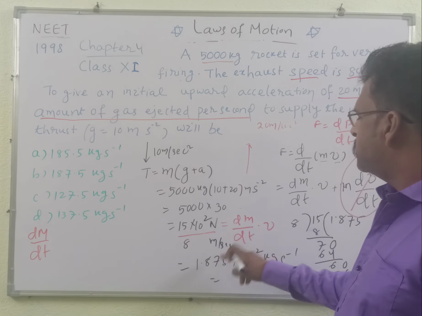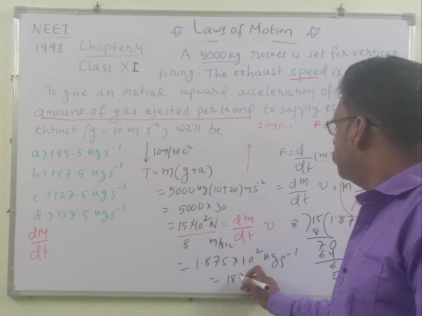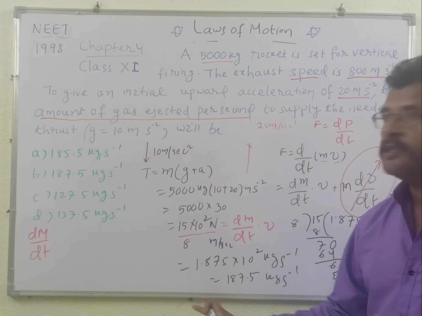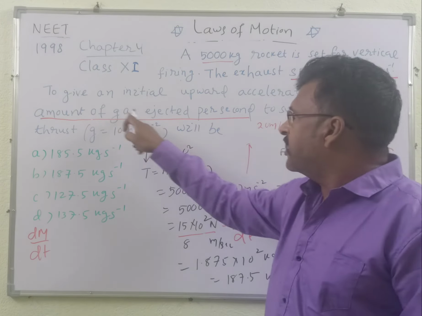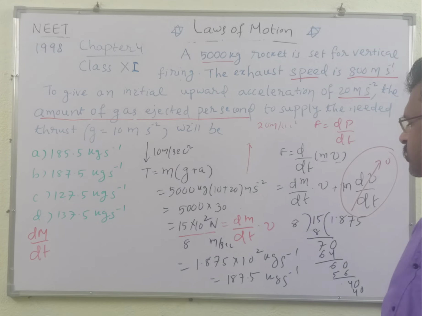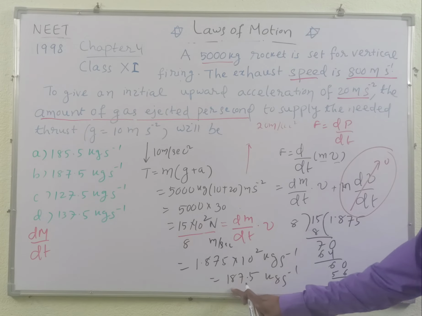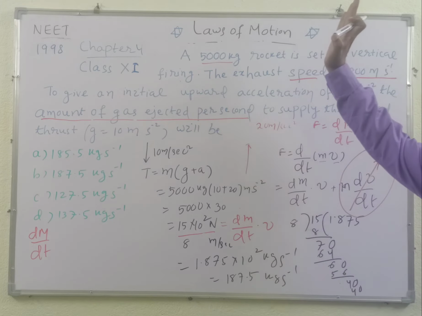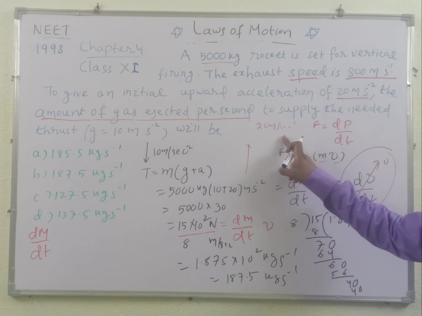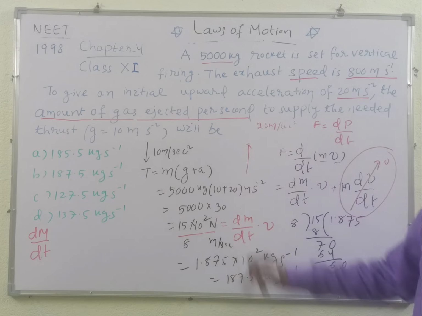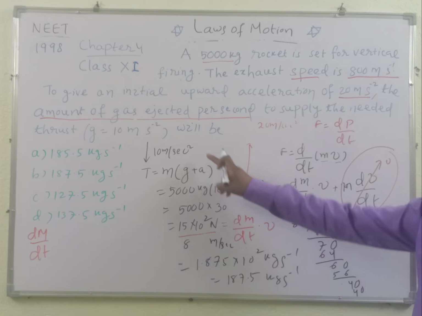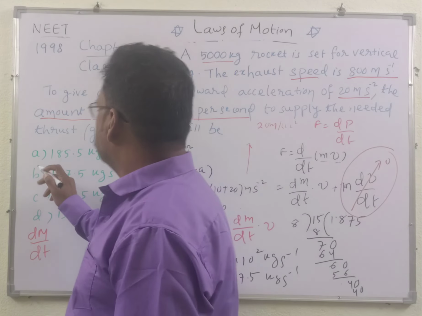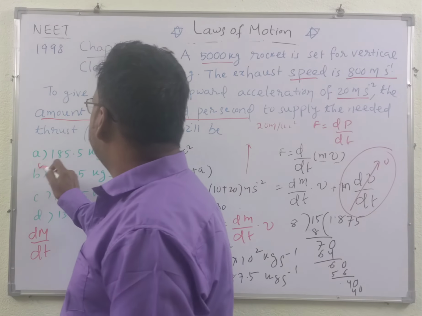Okay, this becomes then 187.5 kg per second, which will be the amount of gas ejected per second. So student, in 1 second 187.5 kg gas has to be ejected to give an initial upward acceleration of 20 meter per second square, balancing the downward gravitational pull of 10 meter per second square. So student, this option B is correct for this question.